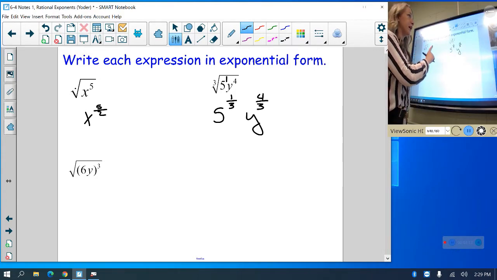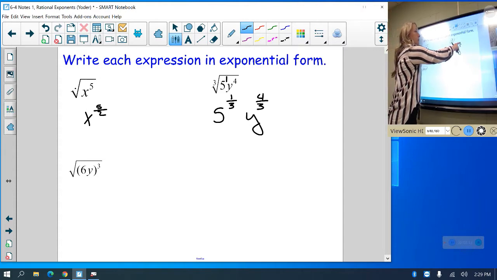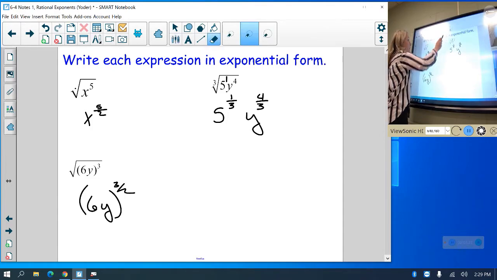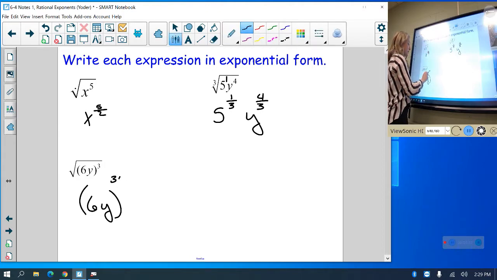However, they have different exponents, meaning their numerators are going to be different. For this one, notice how the cube is for the 6 and the y. So I have 6y, the entire thing, to 3 over 2. However, if you wanted to distribute that, if you remember your exponent properties, this could be 6 to the 3 over 2, y to the 3 over 2.